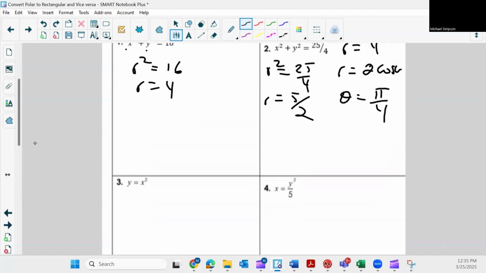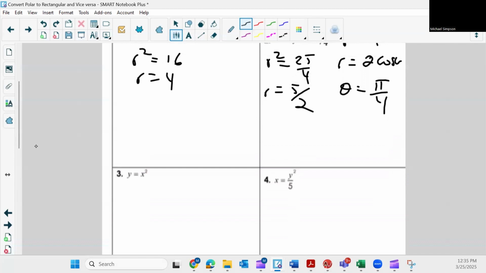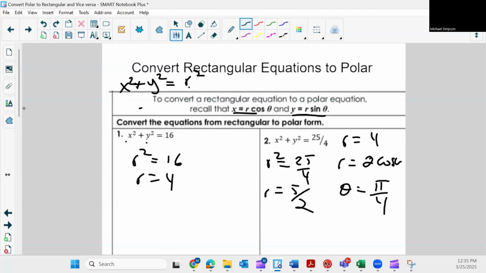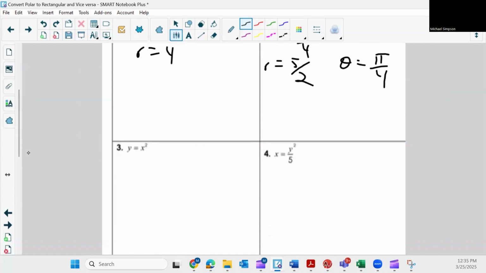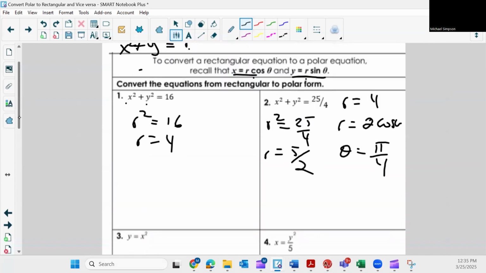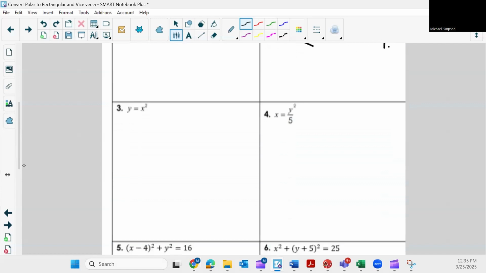Here we go. Now, when we have y equals x squared, we're going to use the formulas I gave you: x equals r cosine theta and y is equal to r sine theta. Again, the goal is to convert this into an equation where r is equal to something, or maybe theta is equal to an angle. So here we go. We know y is equal to r sine theta. So r sine theta is equal to, what is x equal to?